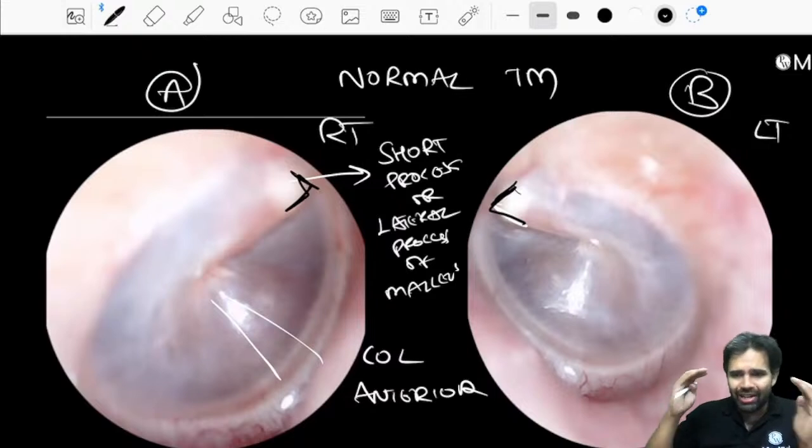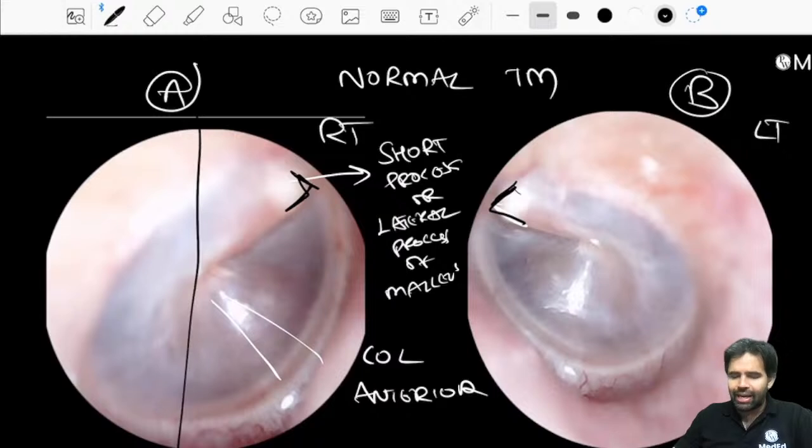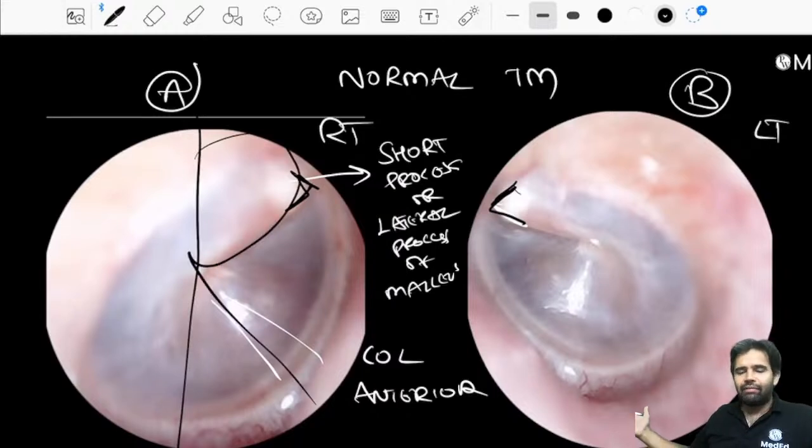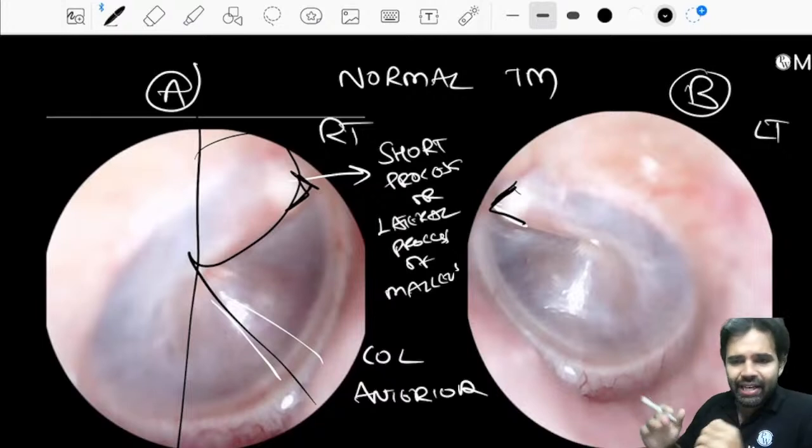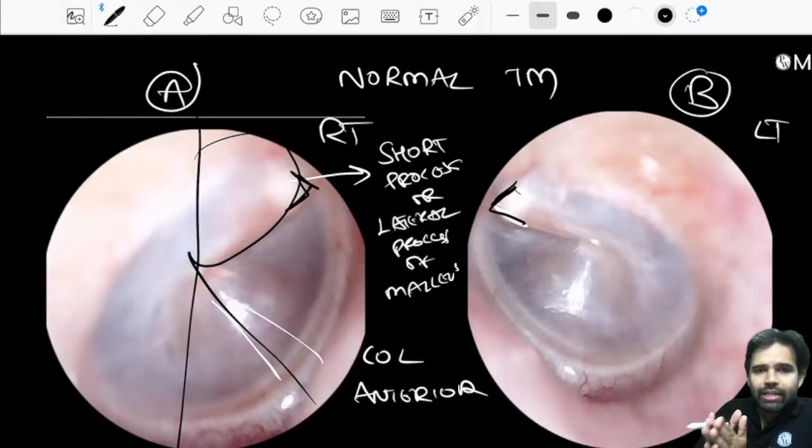You can do it. And if you want an illogical way, no need to use your brain: what is this, short process, lateral process, cone of light, then just draw one line in the middle, and your right ear will form an R and left ear will not form an R. So no need to take tension. But otherwise, short process of the malleus and the cone of light are two important things.